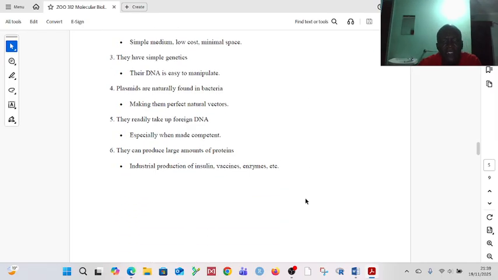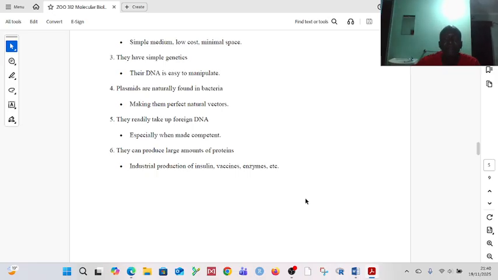Then because of the easy and shorter time span, these microorganisms can produce large amounts of proteins. So for example, if you want to produce insulin, it's easier to produce insulin using a microorganism, using a bacteria. They do it in E. coli. You can have vaccines also produced by microorganisms. It is easier than if you want to put it in a plant or an animal.